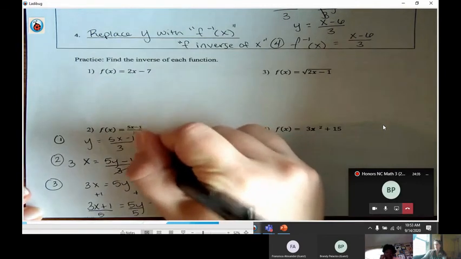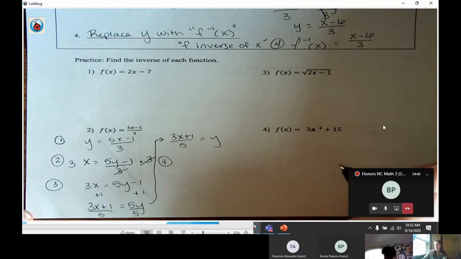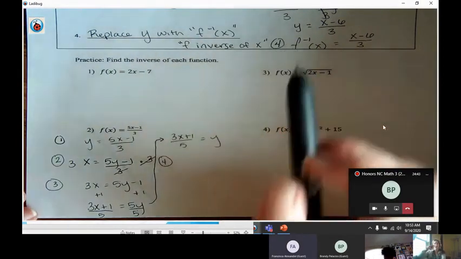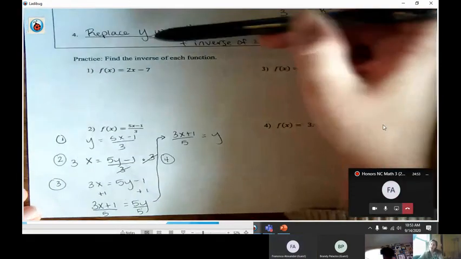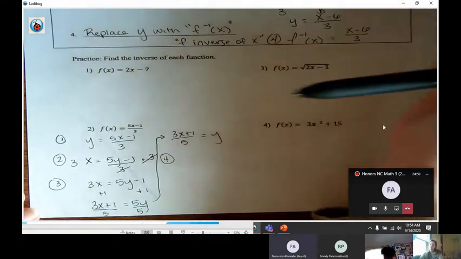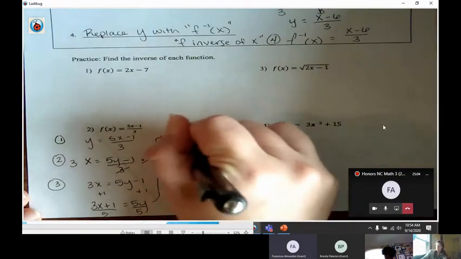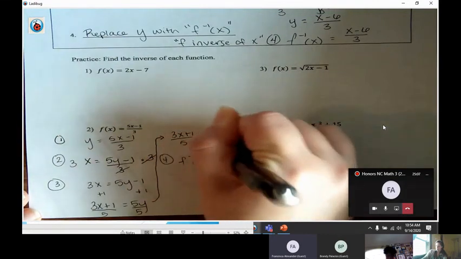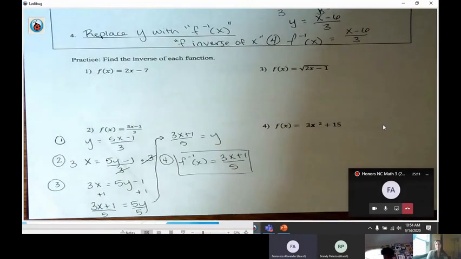And then step 4, Francesca, is to replace that y with f inverse of x. So how am I going to write number 4? Wait, repeat that? So step 4 just says to replace that y with f inverse. So what should I write down here for step 4? F inverse of x equals (3x plus 1) over 5. Perfect. Good job, guys. That was excellent.